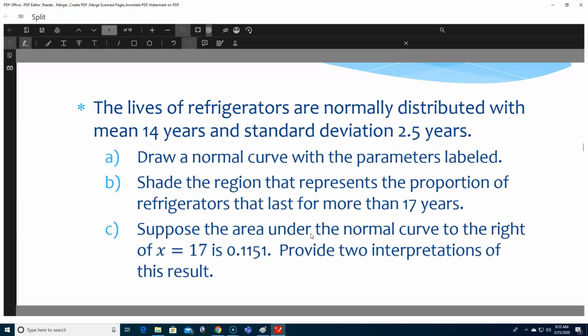Finally, suppose the area under the normal curve to the right of x equals 17 is 0.1151. Provide two interpretations for this result. So here we're coming with words. We got to talk about words. We got to put sentences, meanings to these numbers.